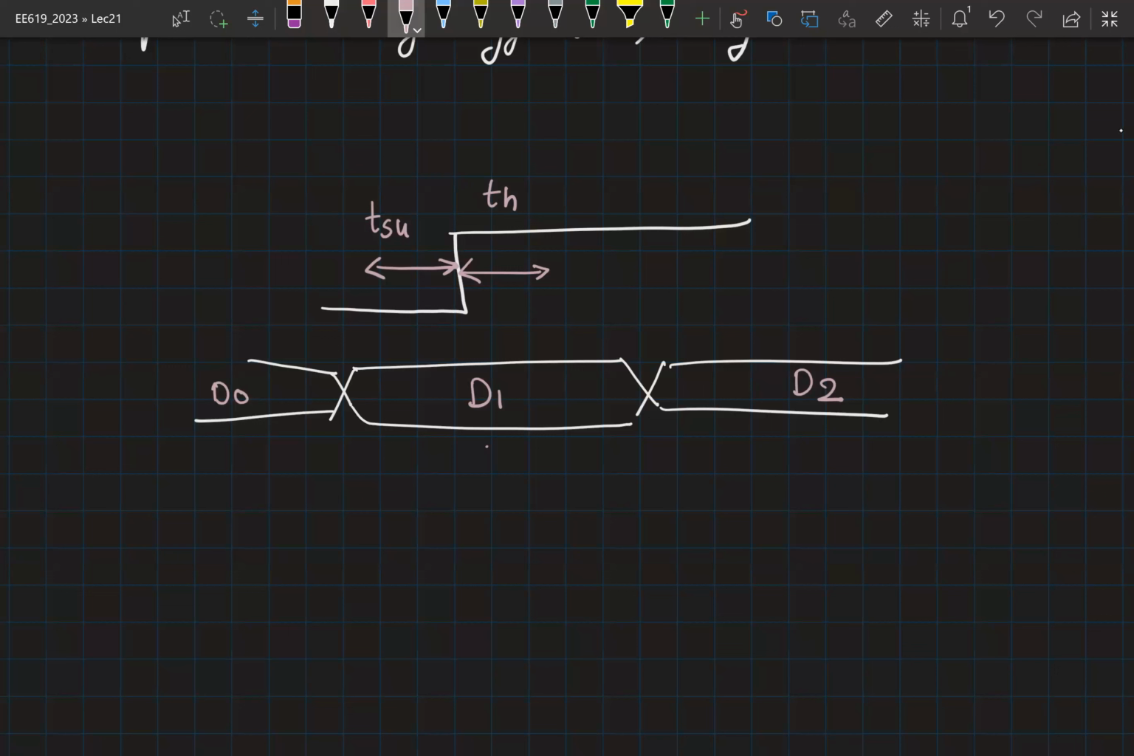Now, if this transition happens much closer, then your data can get corrupted and D2 might appear at the output instead of D1. So around this clock edge, there is a region when your data has to be stable. And this is defined using setup time and hold time.